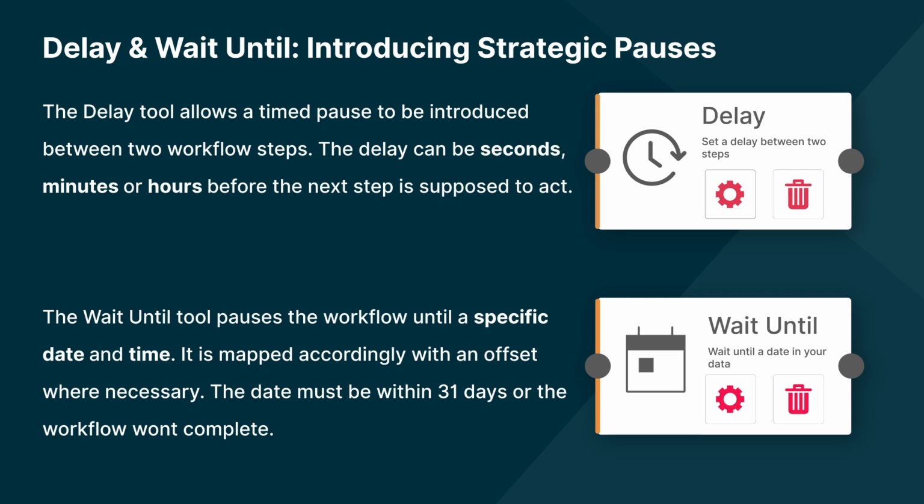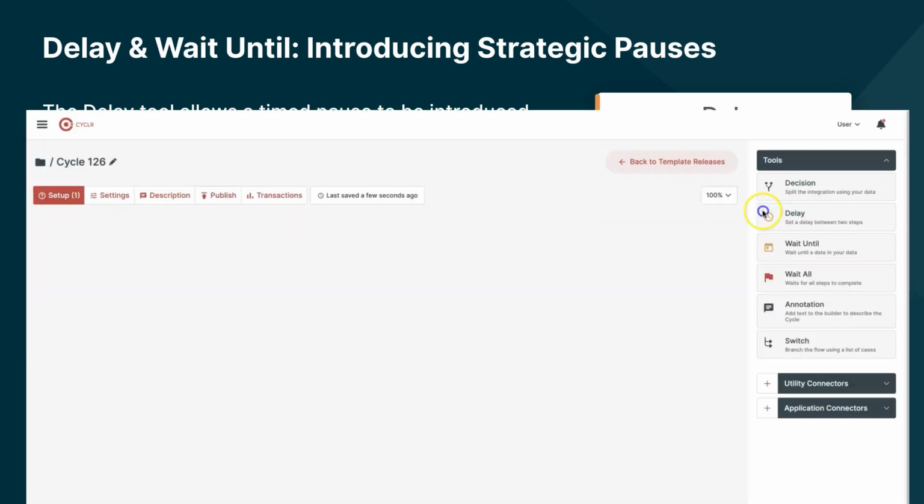The wait until tool, on the other hand, pauses the workflow until a specific date and time. The step can be mapped with a specific time and date value with an offset, such as 30 minutes before or an hour after the set time, where necessary. Bear in mind that the date must be within 31 days or the cycle will not complete.